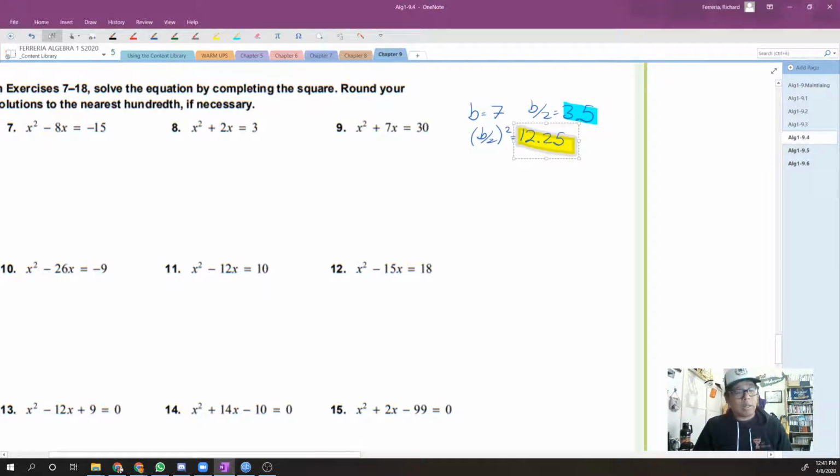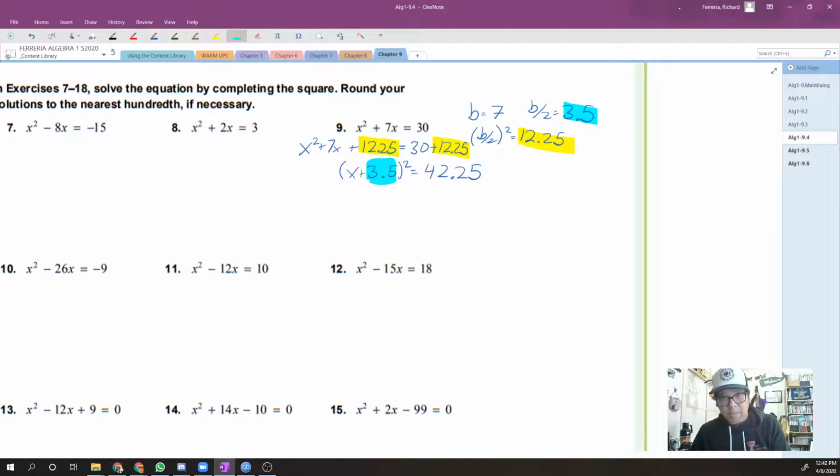3.5 squared is 12.25. So taking a look at the original equation, I'm going to add 12.25 to both sides of the equal sign. You'll notice over here that we have that 12.25, in yellow, on both sides of the equal sign. The left side is going to factor into x plus 3.5 equals whatever the right side adds to. And something I forgot to do here is highlight that 3.5. That 3.5 came from b over 2.